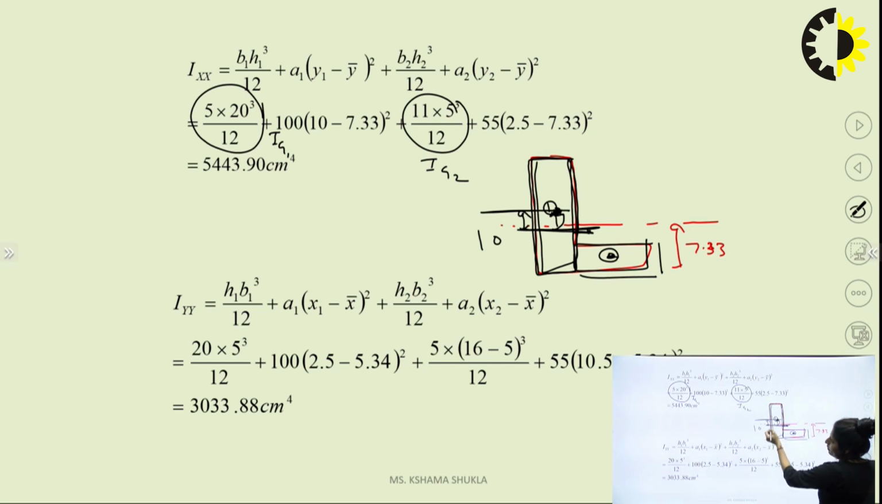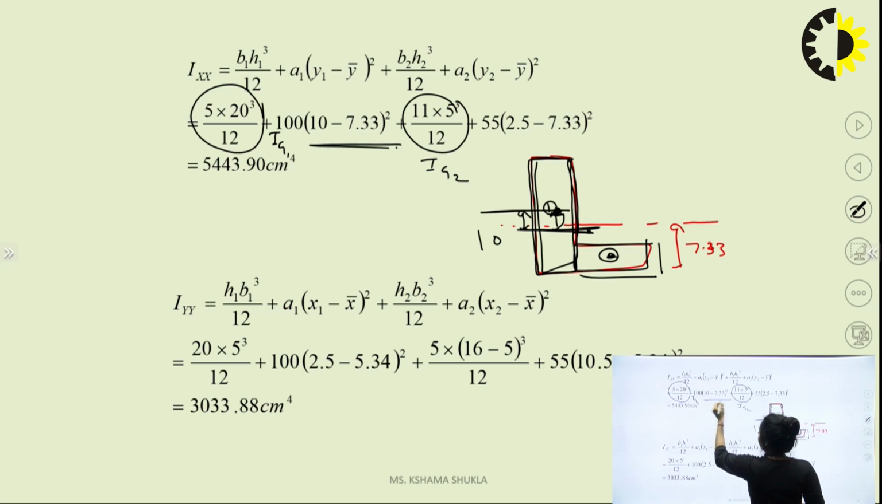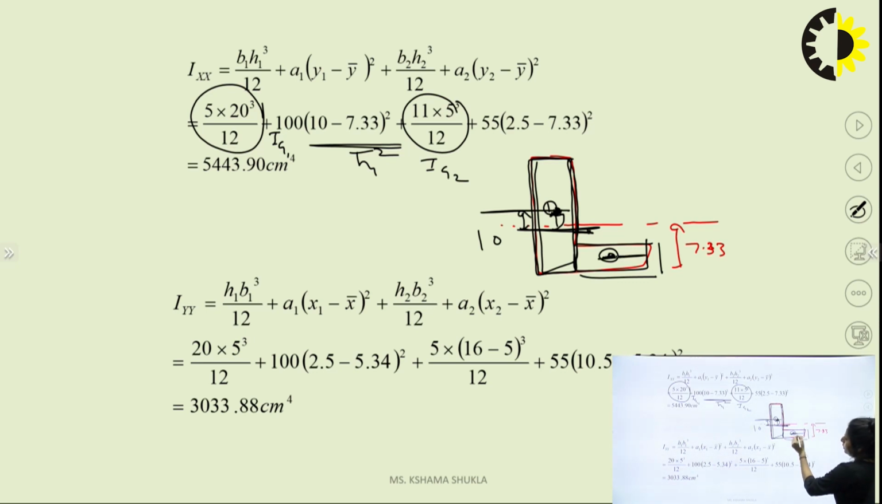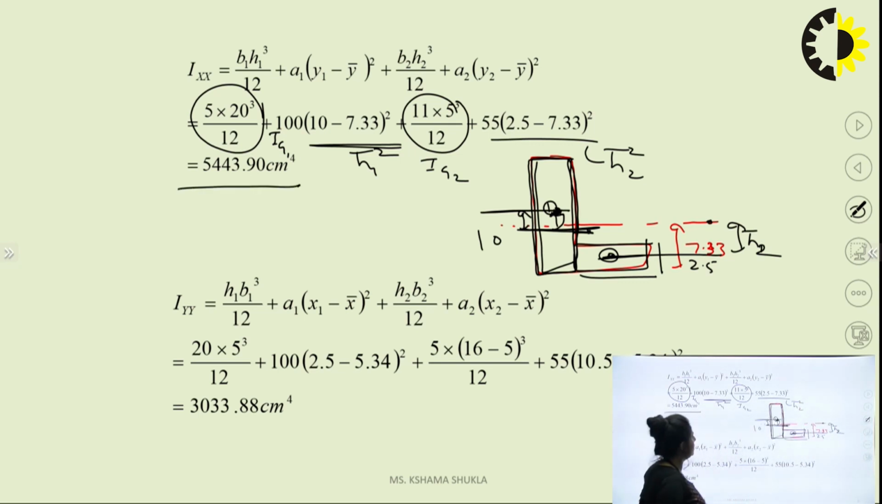10 minus the value 7.33. So 10 minus 7.33, this value is our H1 square. Next, you know that the neutral axis of this is lying at 2.5. The value, so I need to find out the value in this axis. The distance of H bar is what? H bar 2 is 7.33 minus 2.5. So this is our H bar 2. Make it a square. Now solve it and take our answer.